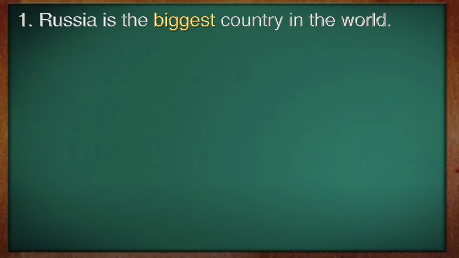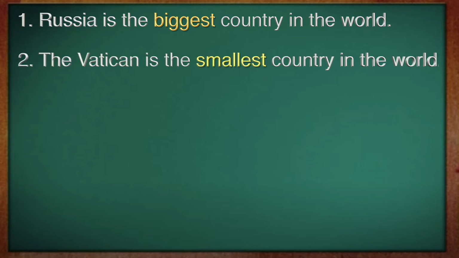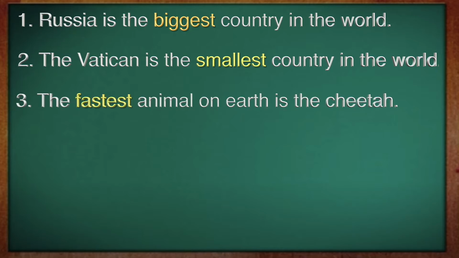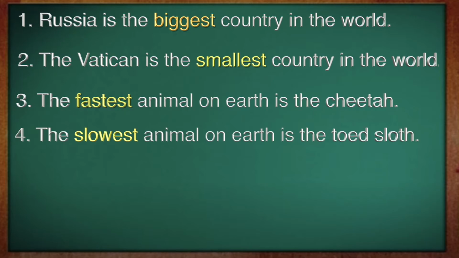Number 1, Russia is the biggest country in the world. Number 2, the Vatican is the smallest country in the world. If you know where the Vatican is, please put it in the comments section below. Number 3, the fastest animal on earth is the cheetah. Number 4, the slowest animal on earth is a sloth.